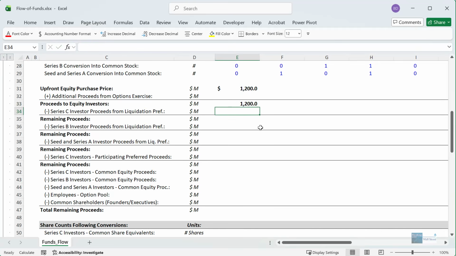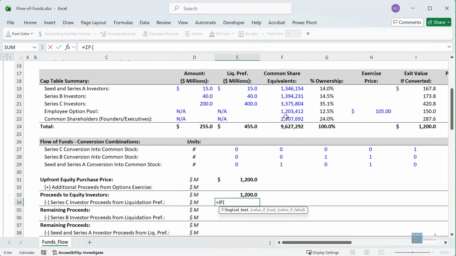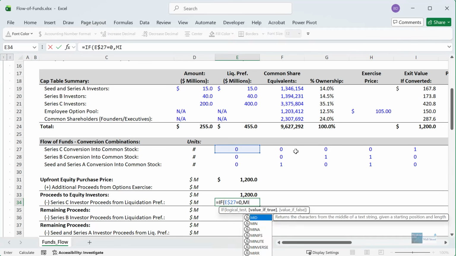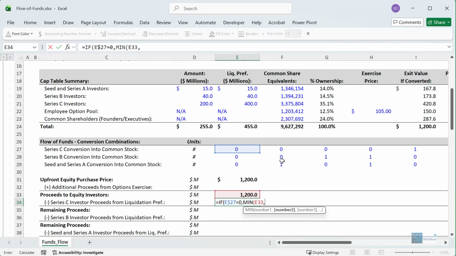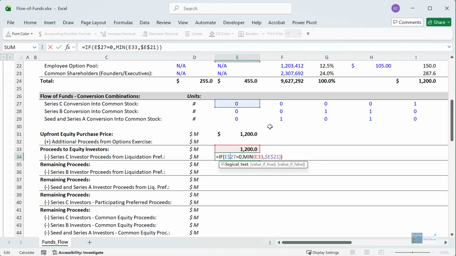And now we have to start thinking about the liquidation preferences. We're going to look at the conversion decision. So the Series C investors here, we're saying stay in preferred stock in this particular column. So if this equals 0, it means that they're going to stay in preferred and collect their liquidation preference. So I'm going to take the minimum between our proceeds to equity investors and then their liquidation preference right up here, which is 400 million. And we have that. I should also put a negative sign in front of this.